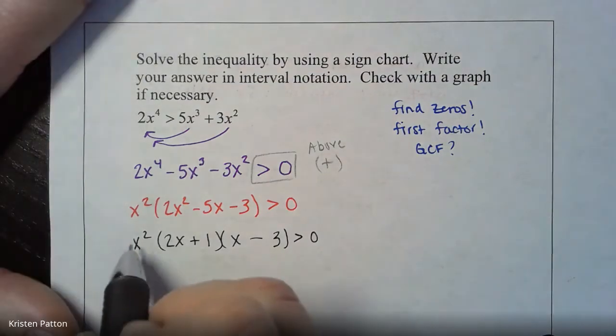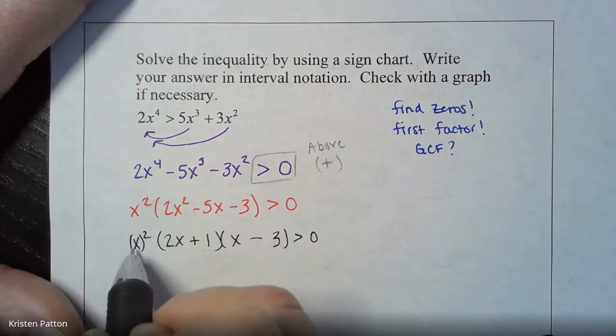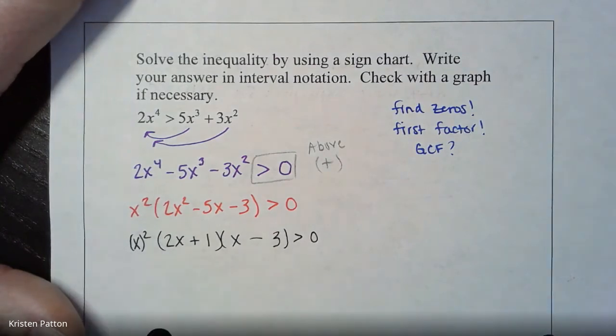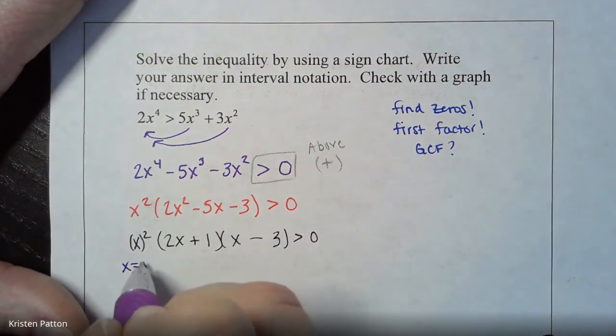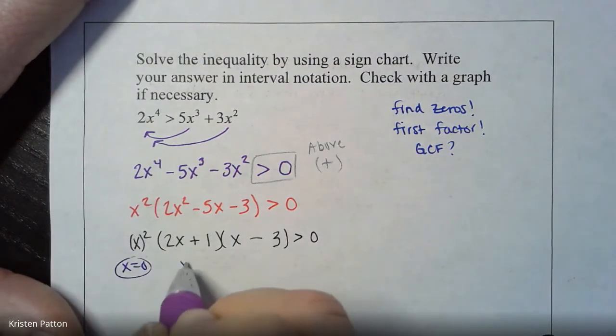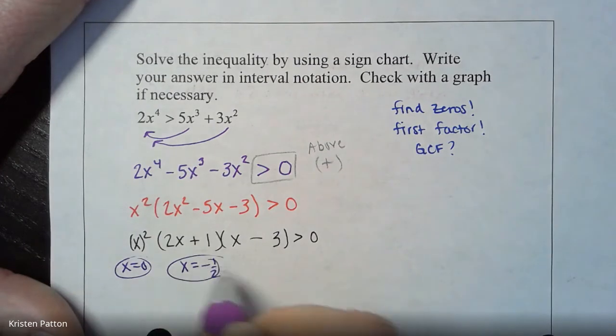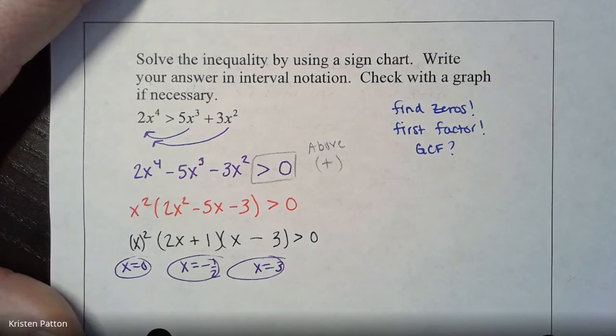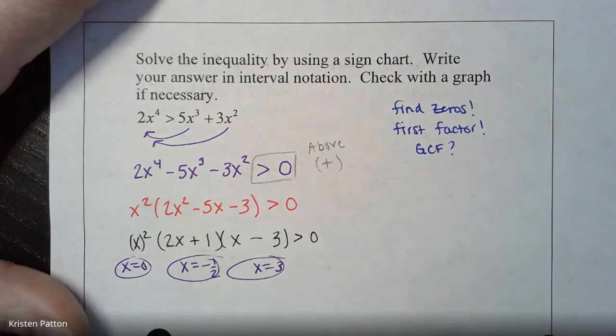Okay. If you want, you see that x squared there? Remember, that's like x minus 0, squared. So x equals 0. There's one of my zeros. x equals negative 1/2, and x equals 3. There's my 3 x-intercepts, or my 3 zeros.